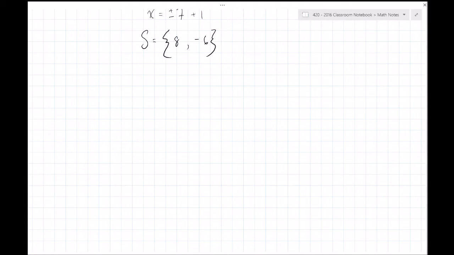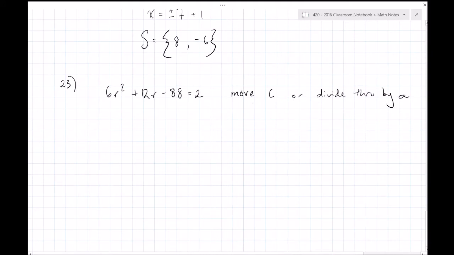Because a is not equal to 1, it requires us to add a step at the beginning of the problem in which we divide through by a. So let's do 23. 6r squared plus 12r minus 88 equals 2. Now, technically, it does not really matter if you move C or divide through by A first. You can do whichever one you want first.